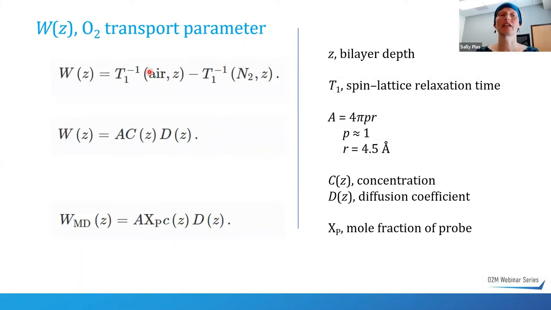Now, this is just showing you equations that are used within the EPR study to characterize what is called oxygen transport parameters. Where the oximetry is taking place, or how it's being done, is that the spin lattice relaxation measurements in air and in nitrogen are subtracted from one another, because there is some difference in the spectrum with oxygen versus without oxygen. I believe it's a line broadening effect. That allows for calculation of this oxygen transport parameter, or the oxygen contribution to the spin lattice relaxation. And from that, the authors of the EPR work suggested that the oxygen transport parameter represents the product of the oxygen concentration at a given bilayer depth.